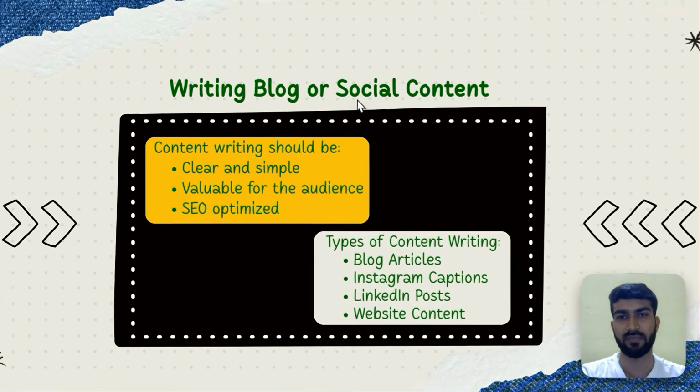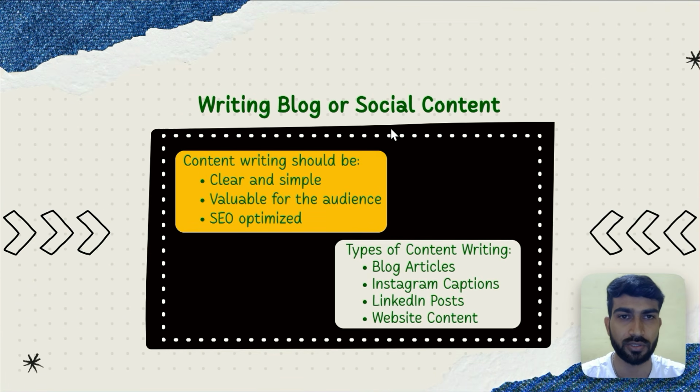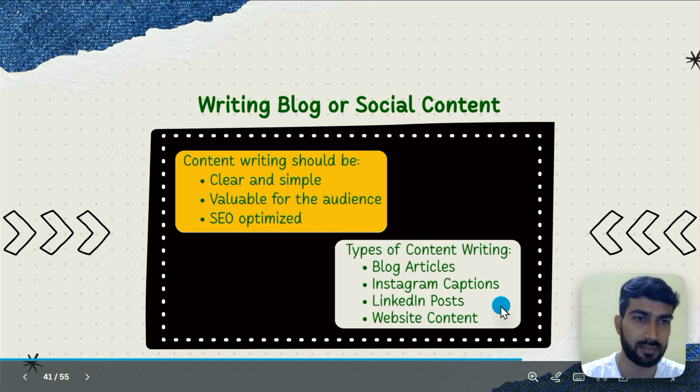Now what next? Same thing, writing blog or social content. Content writing should be clear and very simple, right? This is for your blogger website, which you created recently. It should be clear and simple, then valuable for the audience. SEO optimized means you are writing the content after doing the keyword analysis. Then types of content writing are blogs, Instagram captions, LinkedIn posts, website content, basically anything in written format.